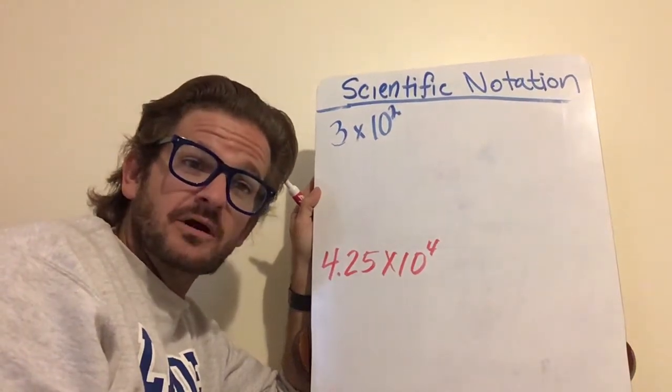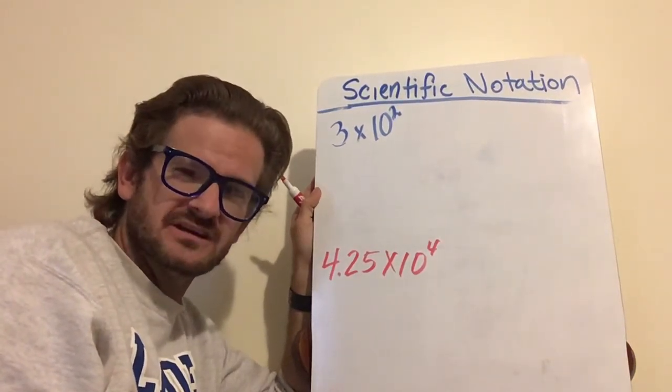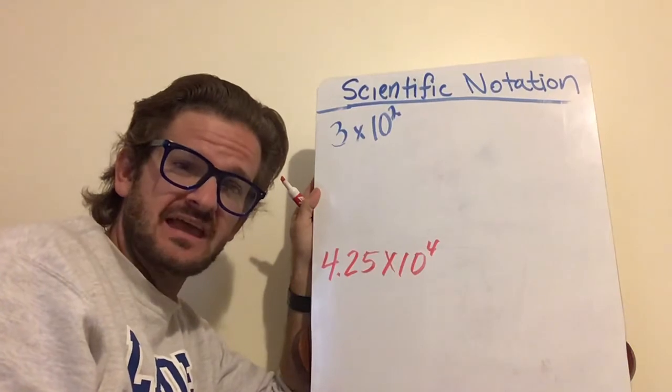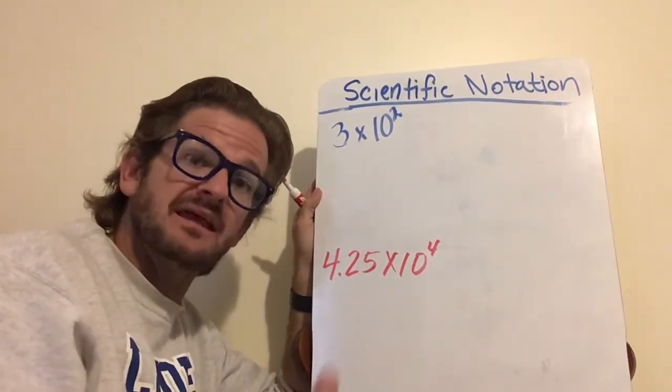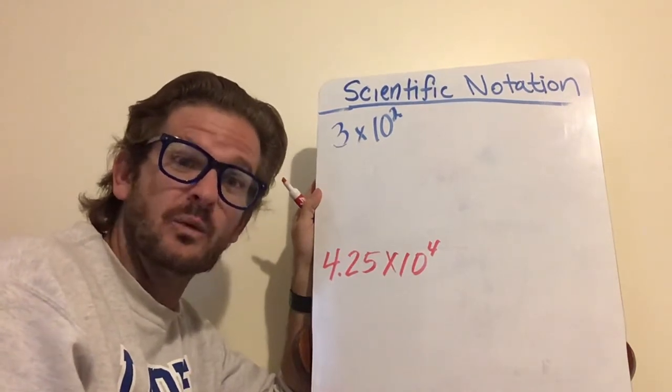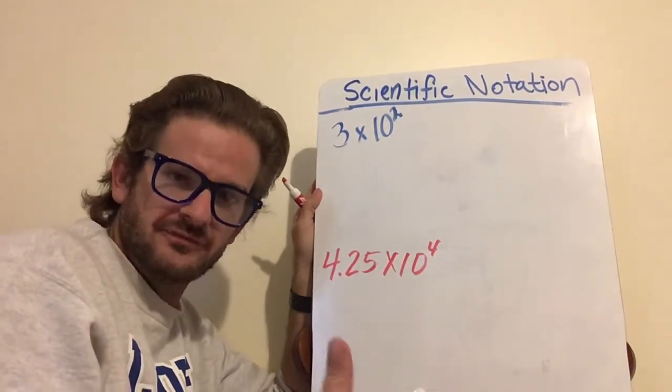Hello. In this video, we're going to be looking at scientific notation. Scientific notation is really just taking a value, a number, and writing it in a different way, but it maintains that value, so it's equivalent to the first value.